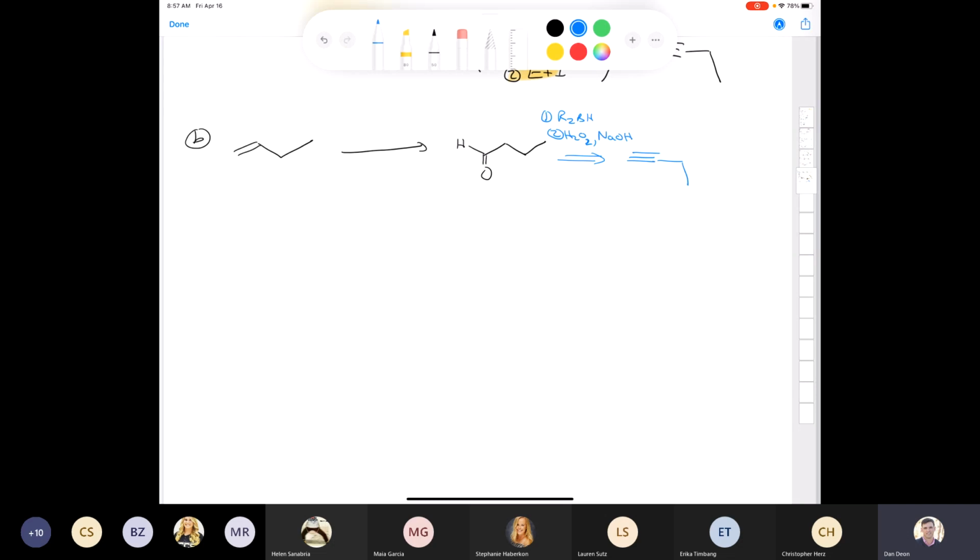By the time you get to the end of organic chemistry 2, trust me, you'll have a whole toolbox of different reactions to make aldehydes, but right now you've only got one. So let's work with that. How are we going to go from this alkene to this alkyne? We're going to use the exact same strategy we did in the last problem.